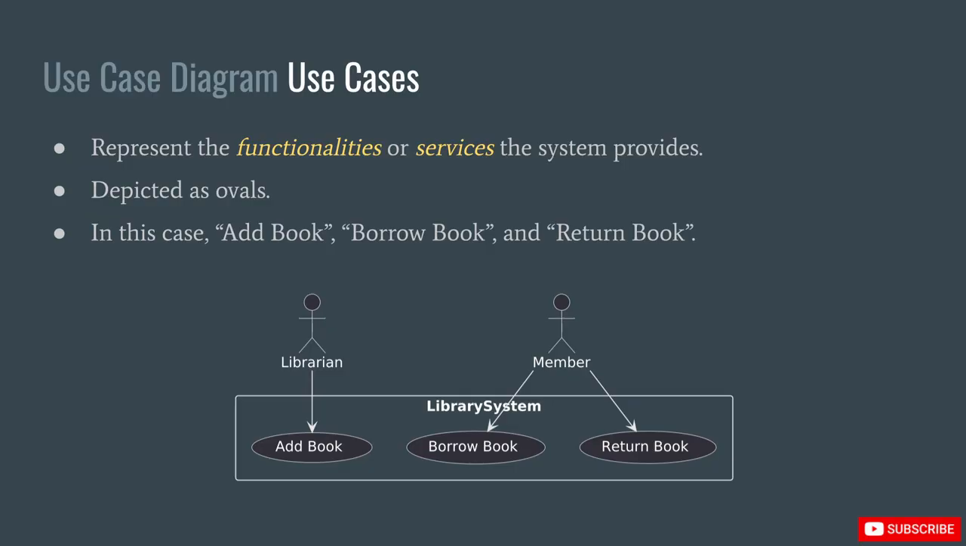Use cases represent the functionalities or services the system provides. They are depicted as ovals. For this diagram, the use cases are add book, borrow book, and return book.